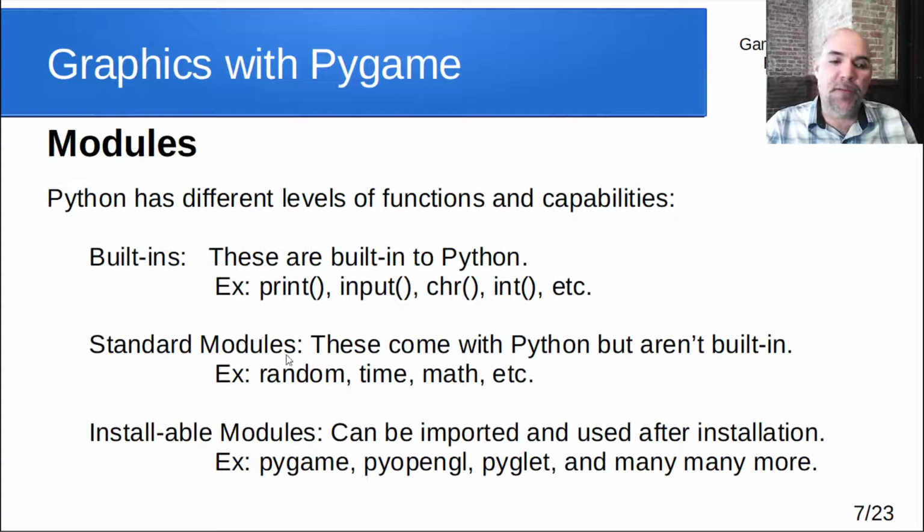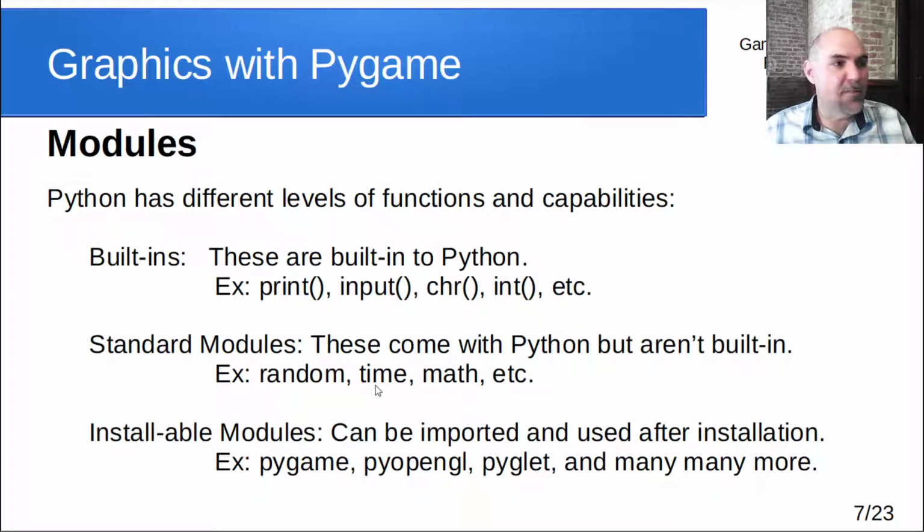And then there's the standard modules that come with Python but aren't built in, meaning that we have to import something, like the functions that are in random, time, math. There are some other ones there as well. The ones that we've used so far are random and time.